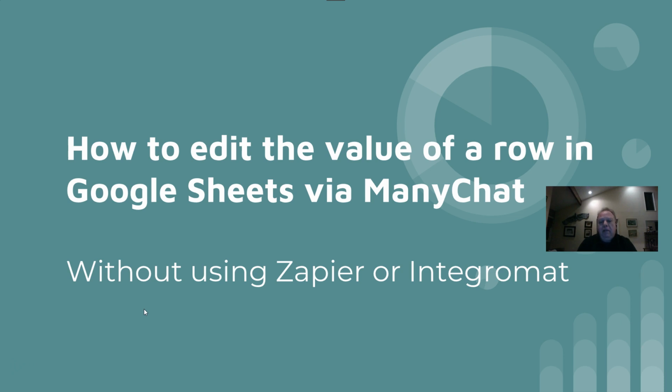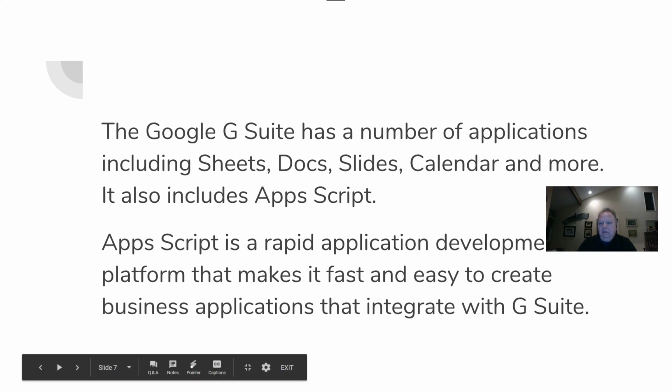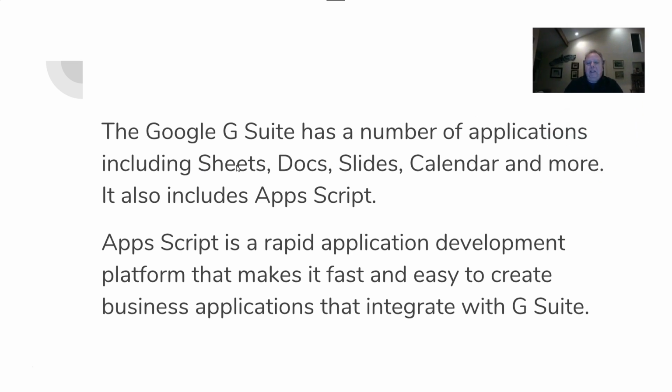So typically people are using Zapier or Integromat to be able to modify the value on a row. But today I want to show you how, using Apps Script, which is part of the Google Suite, you can do that. And probably you know that the Google Suite has a number of applications, including Sheets, Docs, Slides, Calendar, and more. And it also includes something called Apps Script.